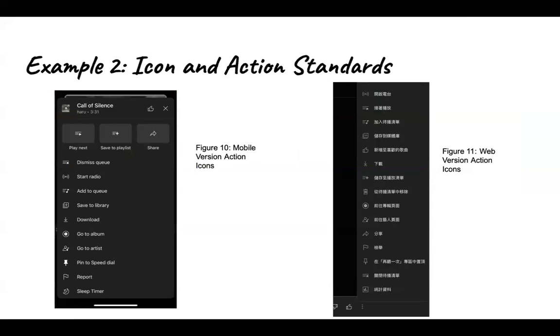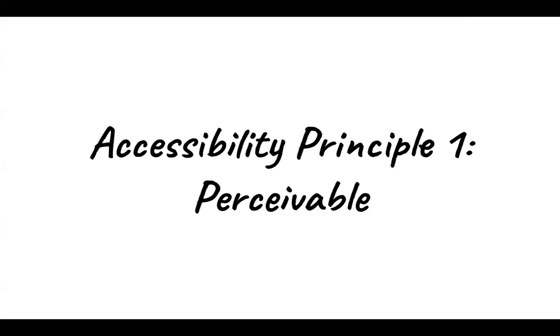My second example is the icon and action standards. The app uses universally recognized icons like play, pause, shuffle, and repeat, ensuring consistency across its interface. These icons align with standard conventions seen in other media players, making it easier for users to navigate and reducing the cognitive load for those already familiar with similar systems.